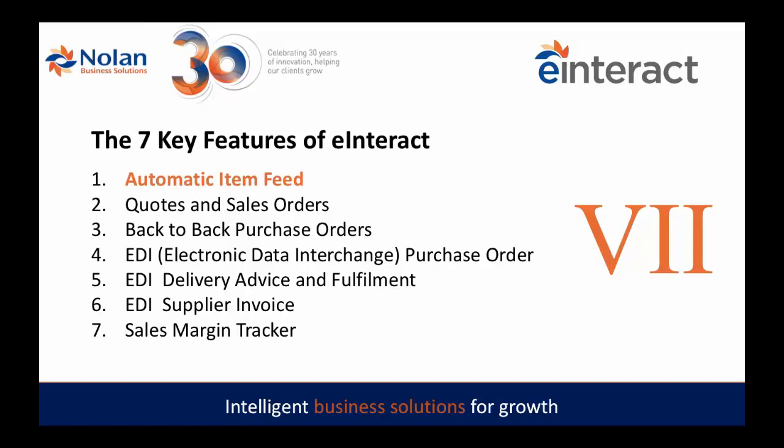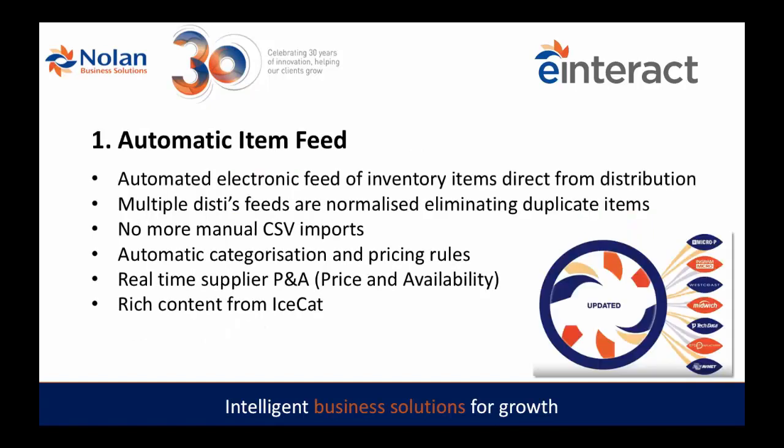The first key feature of eInteract we're going to take a bit of a deeper dive into is the automatic item feed. The automatic item feed is a feed of inventory items that comes in directly from distribution into your CRM and ERP system, so straight into the NetSuite system. Multiple distributor feeds are normalized, eliminating duplicate items and tidying up descriptions and categorization and other item information, so we get a really clean feed of items coming to the system.